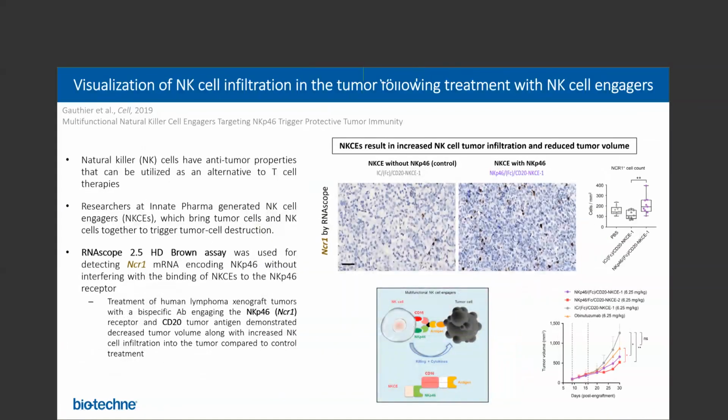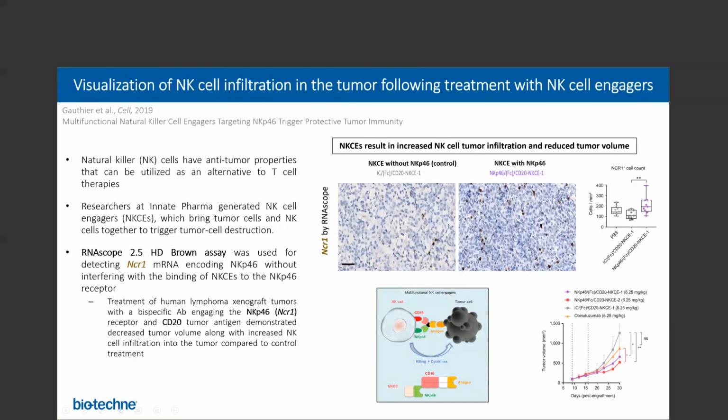Now, this is a very interesting example because it shows the application of the RNAscope Brown assay in cell therapy. This group of researchers from Innate Pharma were developing a NK cell therapy called NK cell engagers to increase the anti-tumor immune response within tumors. So they developed a bispecific and trispecific antibody to promote the infiltration of NK cells into antigen-positive tumor cells. And they used the RNAscope assay to detect NCR1, which is a marker of NK cells.